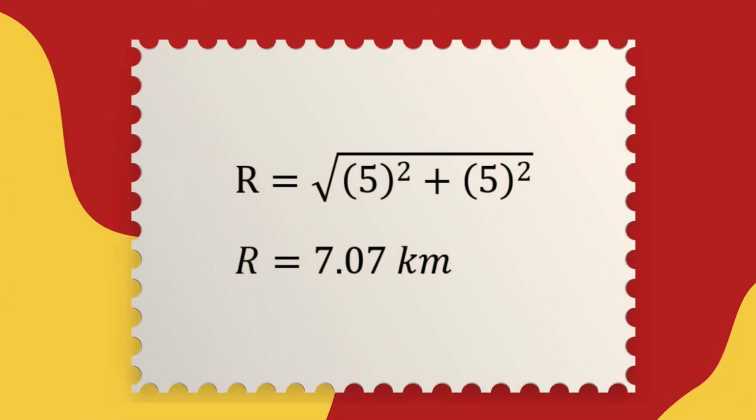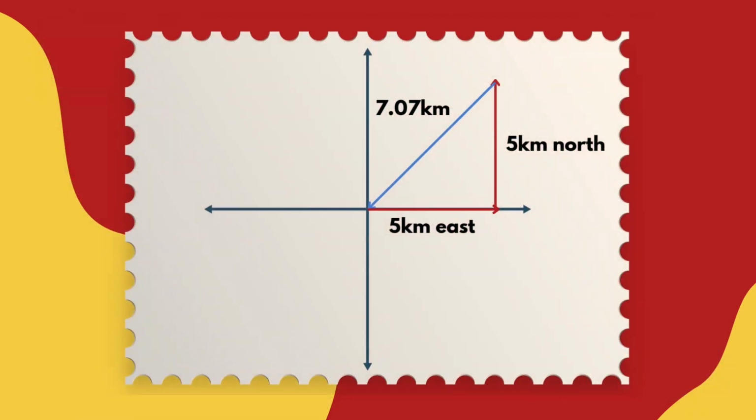To find that diagonal, we use the Pythagorean theorem. R is equal to the square root of 5 squared plus 5 squared, which is equal to 7.07 kilometers. So the resultant vector is about 7.07 kilometers northeast. That's like combining two routes into one faster, shorter path. Super efficient.